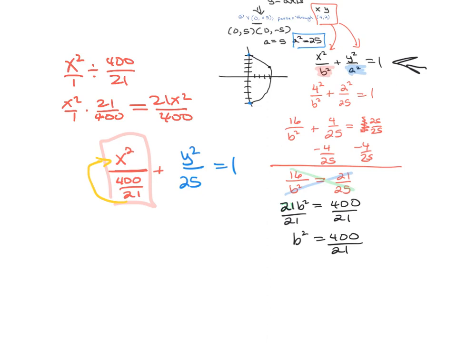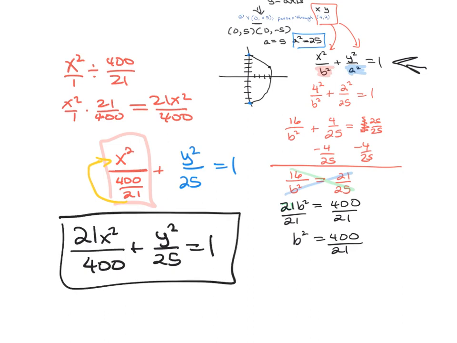But the final answer here is going to be 21x squared over 400 plus y squared over 25 equals 1. And that's your final equation. So that's the tricky part here.